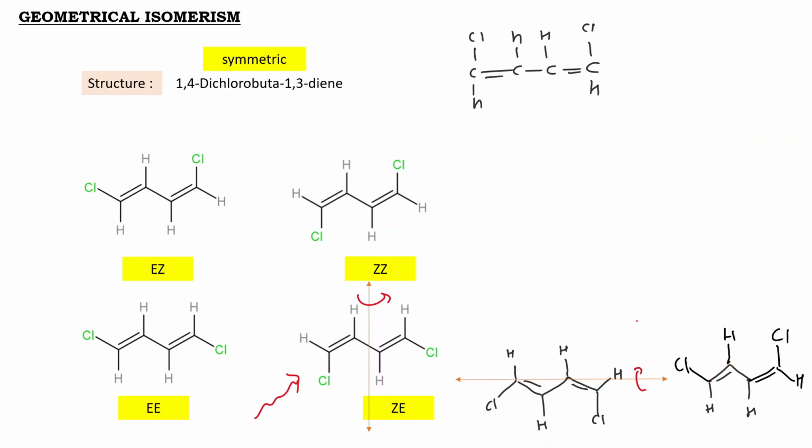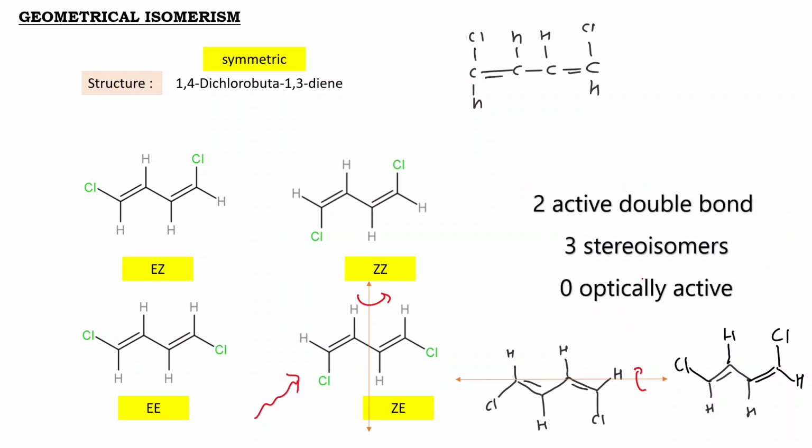So as we guessed, because there was no unique numbering and the structure was symmetric, we can superimpose EZ and ZE in this case, and this leaves us with only 3 stereoisomers, right? For 2 active double bonds, symmetric case, you will have 3 stereoisomers and 0 optically active, of course.